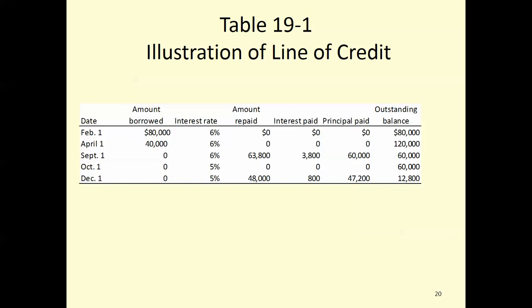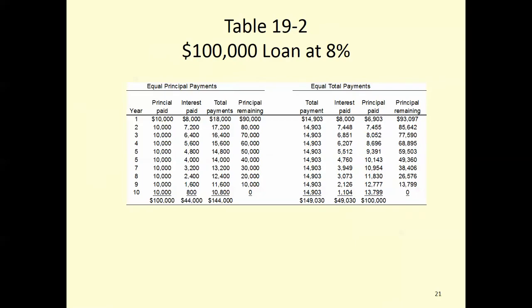So here's an illustration of a line of credit. Here we borrow money on various dates, and here we pay back the loan at various dates. You can see the interest paid, principal paid, etc. Here's what an amortized loan for $100,000 at 8% looks like. Here's equal principal payments. Here's equal total payments.